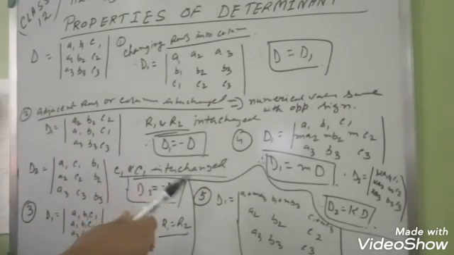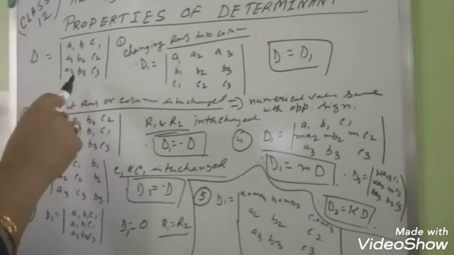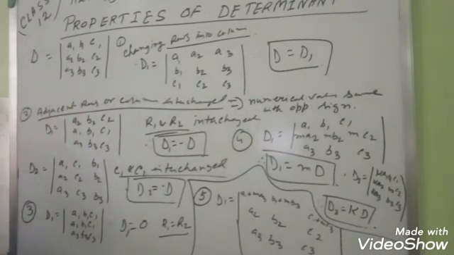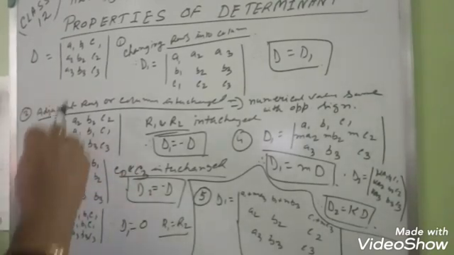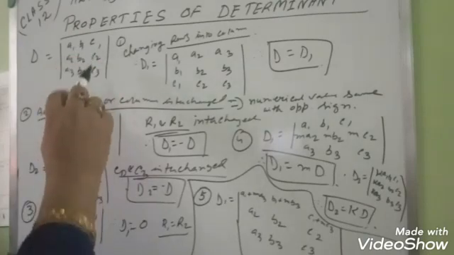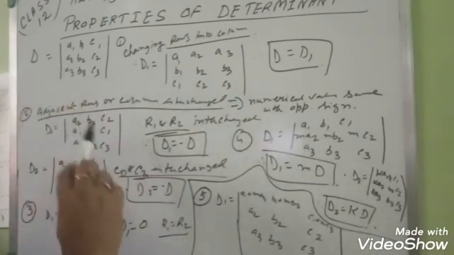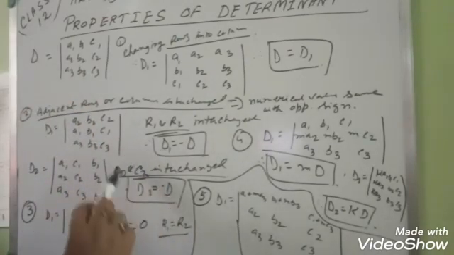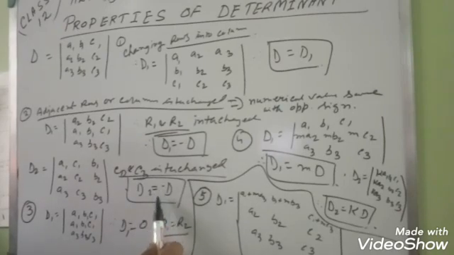Similarly, when C1 and C2 are interchanged, that means first column and second column interchanged. First column is what? A1, A2, A3. And here the second column and third column are interchanged. So make it C2 and C3. Okay, A1, A2, A3 remains the same, and C1, C2, C3, this is the third column, now this will be the second column, and B1, B2, B3, this is the second column, it will be the third column. So C2 and C3, these two are interchanged. Same thing again. So the D2 value and D value will be the same, so D2 equals D with the negative sign. So D2 equals minus D.